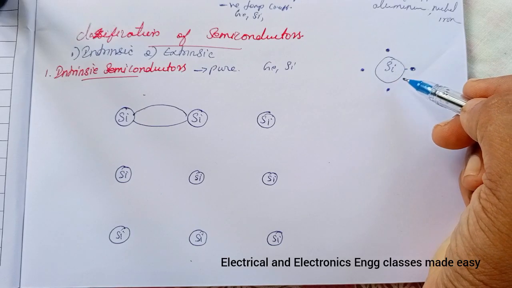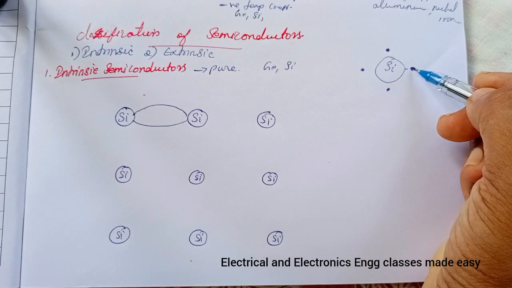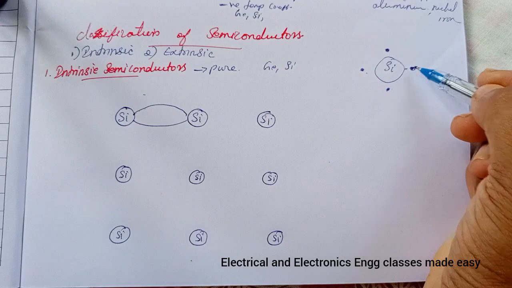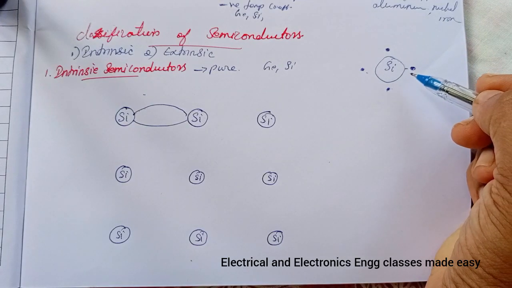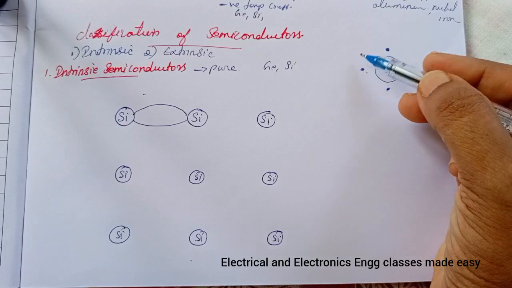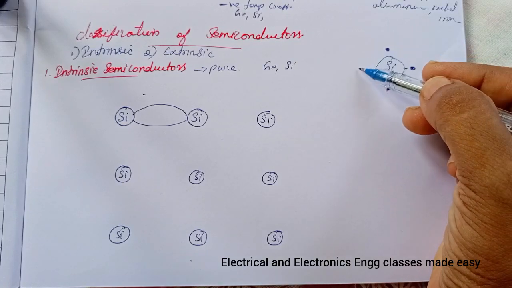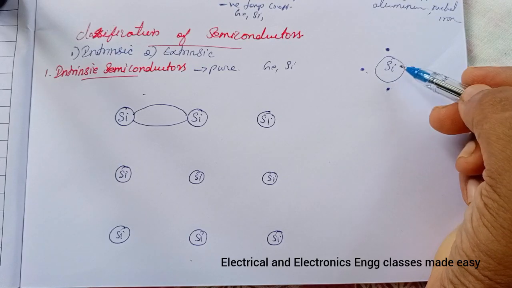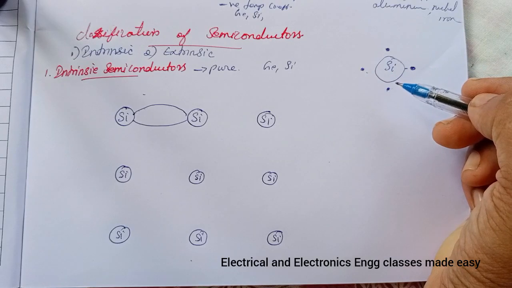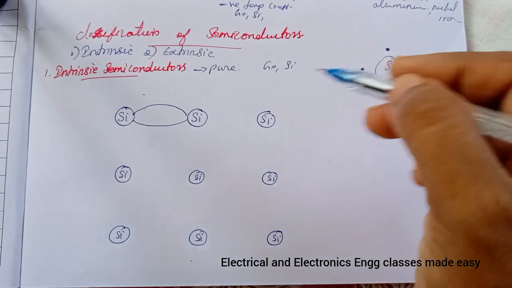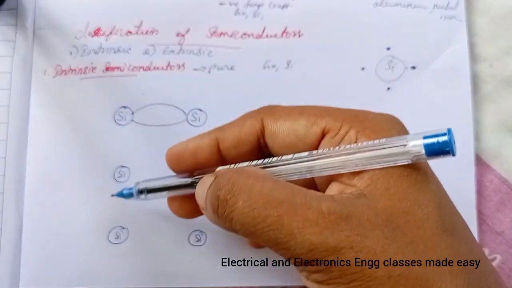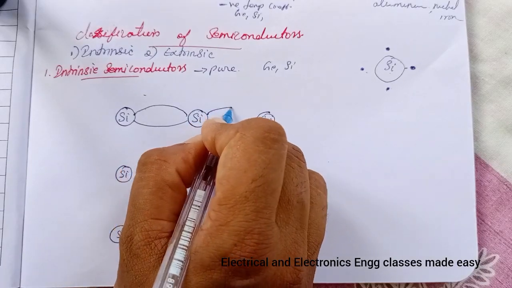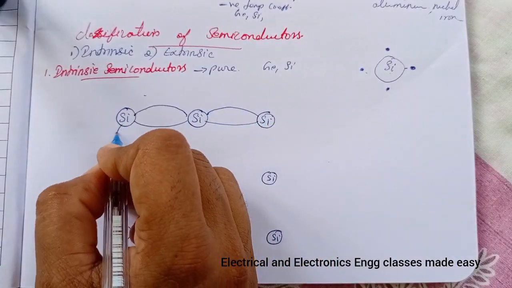And to fill the valence shell, each atom requires 4 more electrons. To fill the valence shell means we need a total of 8 electrons. So only 4 electrons are there, and to fill the valence shell, each atom requires 4 more electrons. So these are the atoms. Each atom requires 4 electrons. Let us draw the structure.